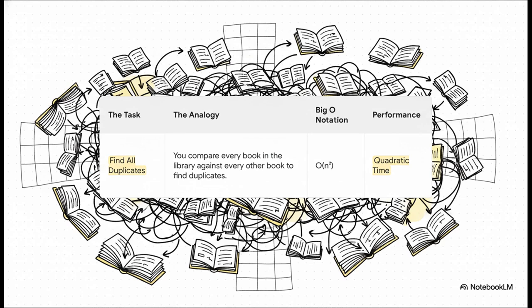And finally, O(n) squared, or quadratic time. This is the danger zone. This is where algorithms just become unusable. Imagine your job is to find any duplicate books in the whole library. To do that, you'd have to take the first book and compare it to every other book. Then take the second book and compare it to every other book. You see where this is going? The workload doesn't just grow, it explodes. The number of steps is the number of books squared.